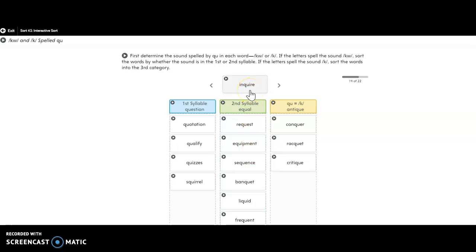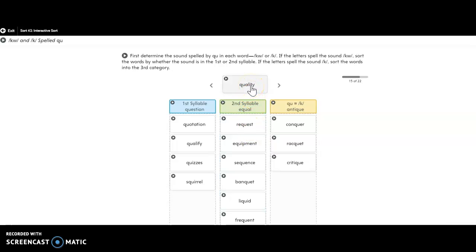Inquire. This is a wonderful word. It's a synonym of the word to ask. To inquire, you're asking about something. And the QU is not in the first syllable, so we'll stick it in this middle column.